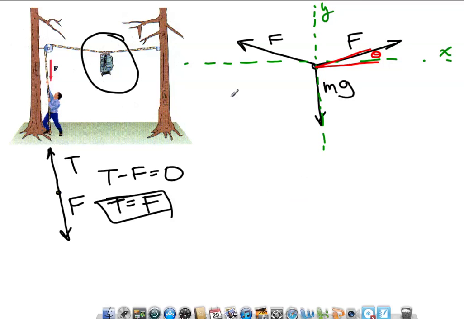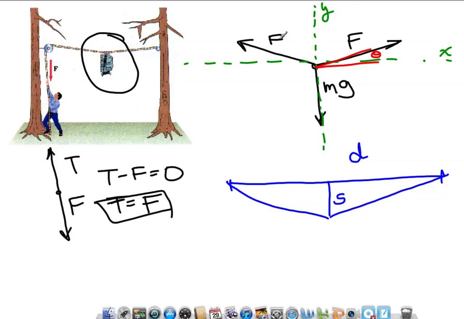And what they gave us to tell us about theta was they told us that the rope had sagged a certain amount. It's a certain distance, d, I'm going to call it d, between the trees, but the rope had sagged in the middle a certain distance that I'll call s, the sag distance. And now the rope looks like this.